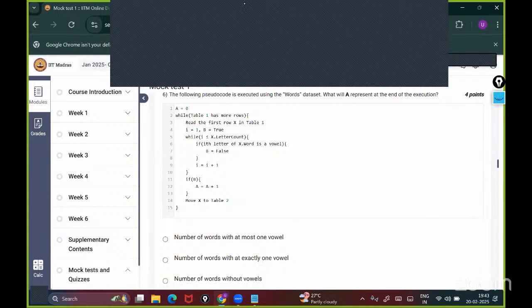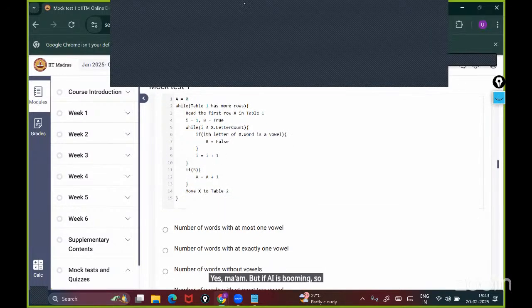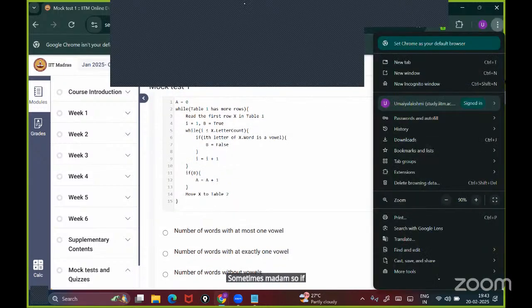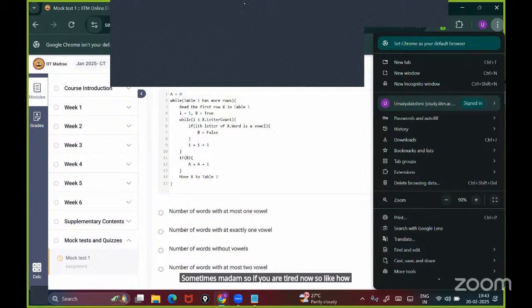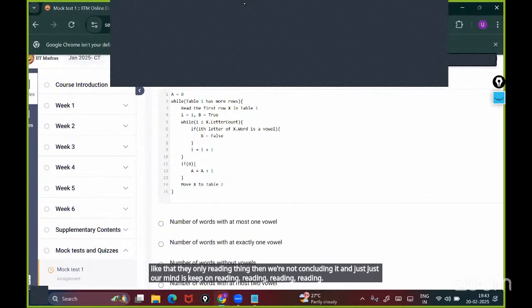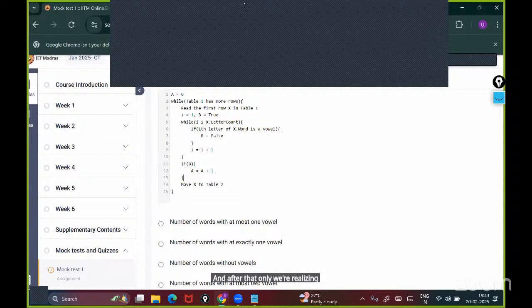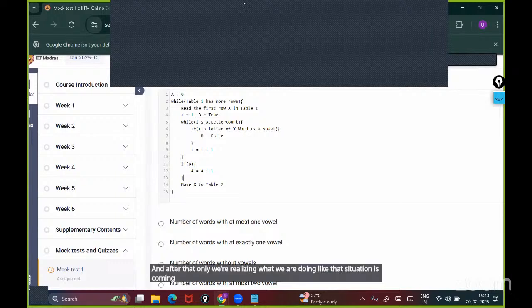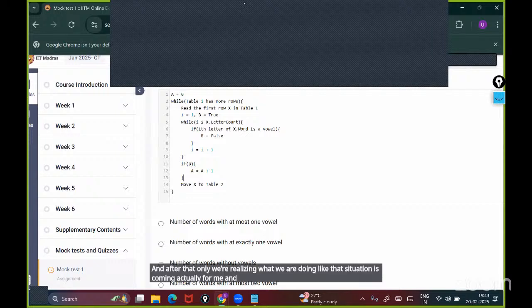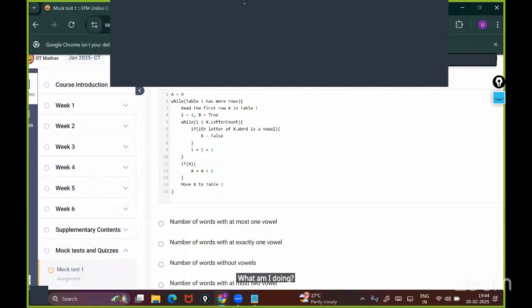Because we cannot trust that, no? Madam, it is not mandatory. It has to give correct answers always. But madam, if AI is booming, why can't we use ChatGPT? Yeah, of course it can make mistakes sometimes, madam. If you are tired, like how computers sometimes hang up, we only keep reading, then we are not concluding, and our mind keeps on reading, and after that only we realize what we are doing. That situation comes for me and all. Sometimes I get so confused: what is going on here? What am I doing? I'm also the same.